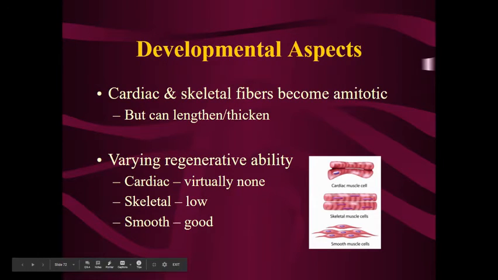Skeletal cells have low regenerative ability, so there is a degree to which they can heal and regenerate, but it's a very slow process if it does occur. Smooth muscle, on the other hand, has a very good regenerative ability. So it's able to go through mitosis, create new cells, and also repair damaged cells.